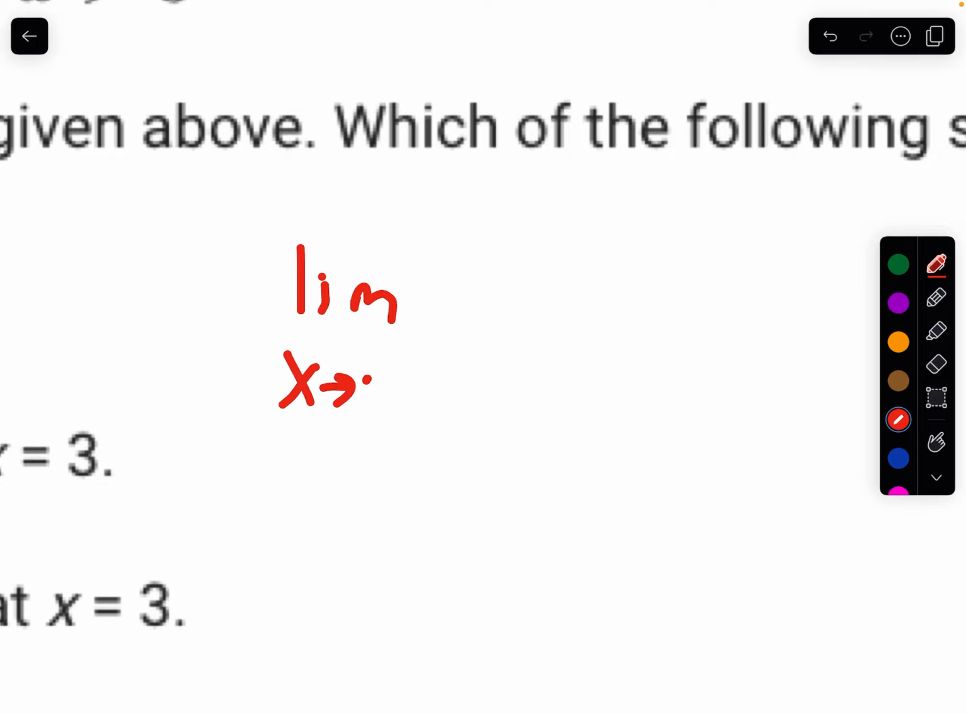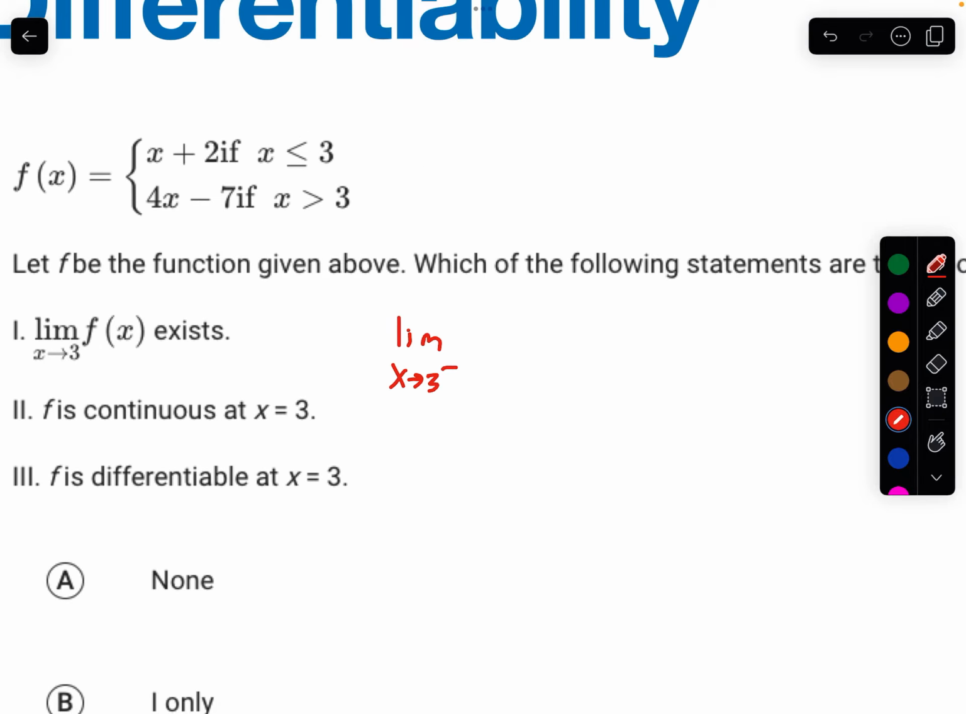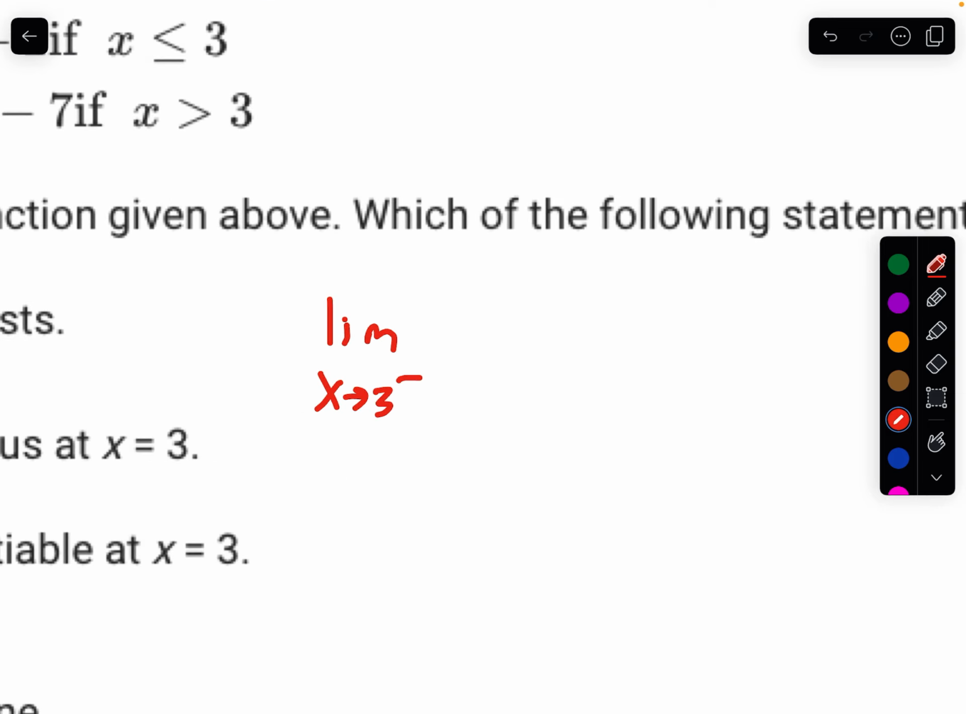Let's think about the limit as x approaches 3 from the left of this function. Well, we'd be using the top piece there where we plug 3 in for x, and 3 plus 2 is 5.